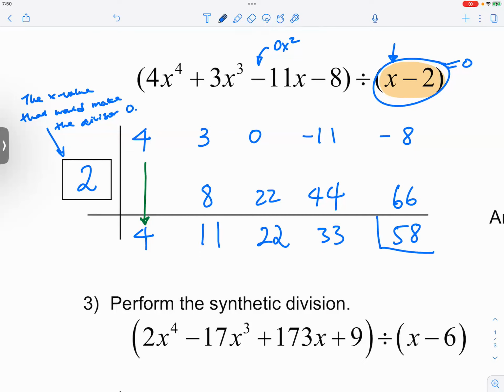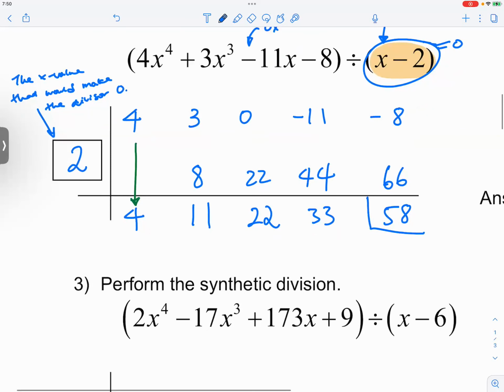This is what I like to do. I like to seclude the last number because this is our remainder. This is our remainder right here. So now, it looks cleaner. It looks shorter. So that's why a lot of people like this, but it does have a limitation, and I will tell you in a moment.